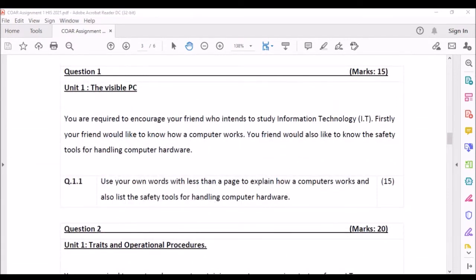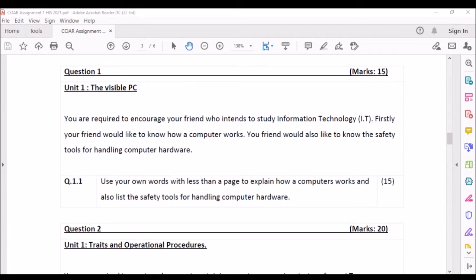So the first question here is looking at the whole concept of the visible PC. I think it's similar to the assessment that you were looking at in last year's setup, but it's important just to make sure that we're all on the same page. Again, like I was mentioning a couple of moments ago, you're required to look at definitions, 15 marks there.